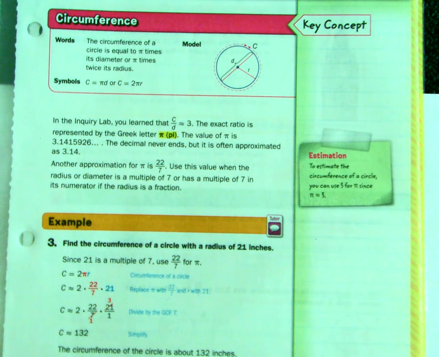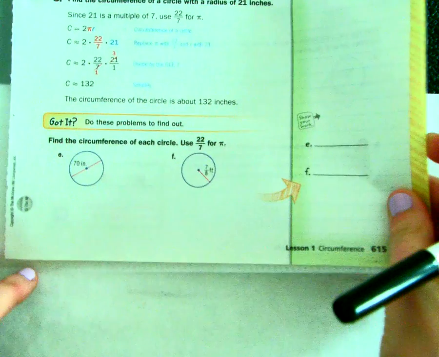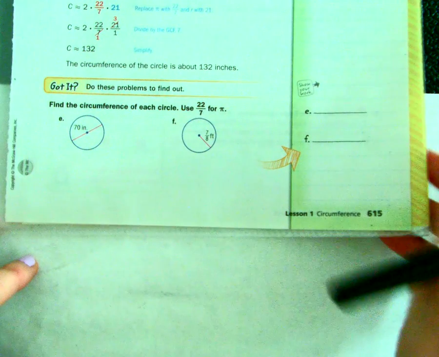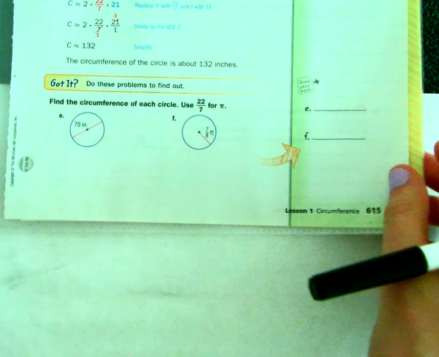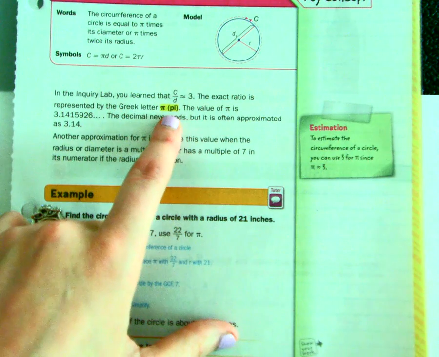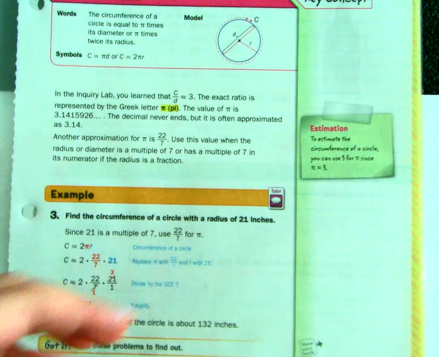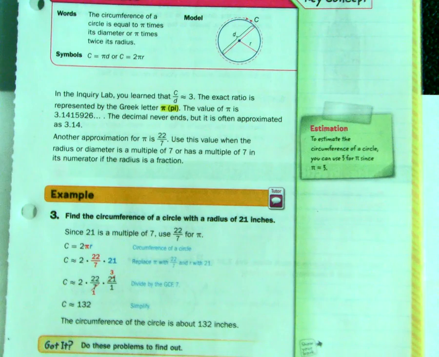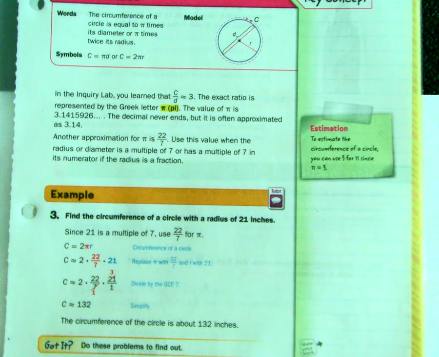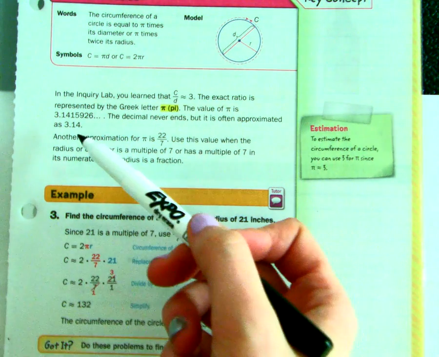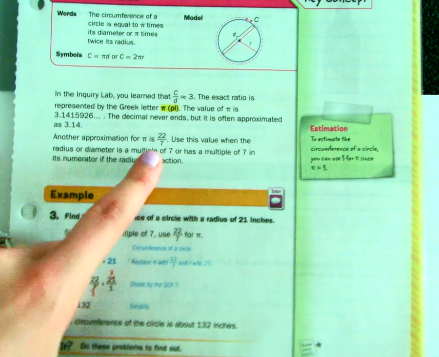Okay? If we go down to the got it here, it says find the circumference of each circle, use 22 over 7 for pi. Pi, as they told us up here, is a Greek letter that represents the circumference divided by diameter. The value of pi is 3.1415926, and so on. So we estimate it to about 3.14, or like we said down here, we could say 22 over 7.